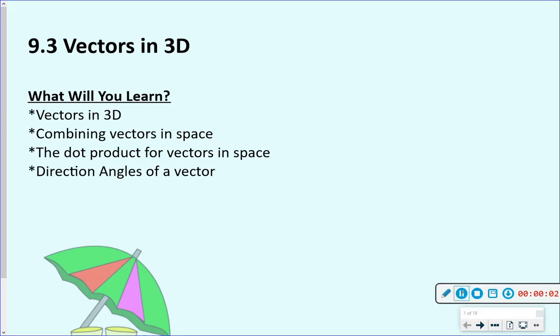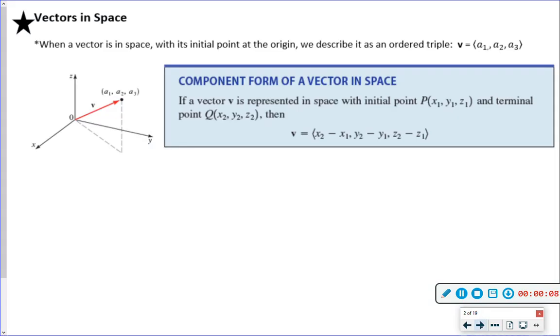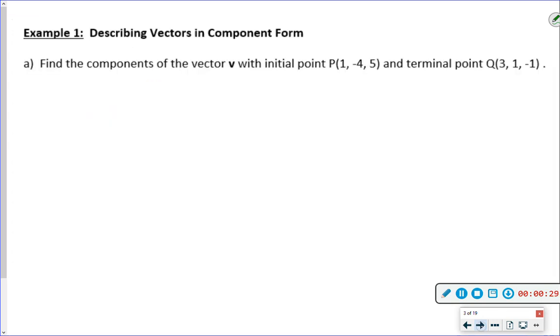A lot of different information or calculations from previous. We're just adding on a third value. So we are in three-dimensional space. When a vector is in space with its initial point at the origin, we can describe it as an ordered triple. In 3 dimensions, you have your x-axis, y-axis, and the third one in 3D space we call the z-axis. So everything works the same as 2 dimensions. You just have that third value to deal with. Not that that's that big of a thing.